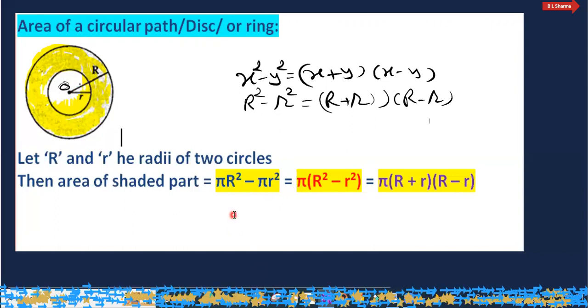So you can write the area of the shaded part, means the area bounded or enclosed by two concentric circles, that is the yellow portion here, is given by pi bracket capital R square minus small r square, where capital R is the radius of the larger circle, small r is the radius of the smaller circle, and the two circles are concentric circles, means they have the same center.